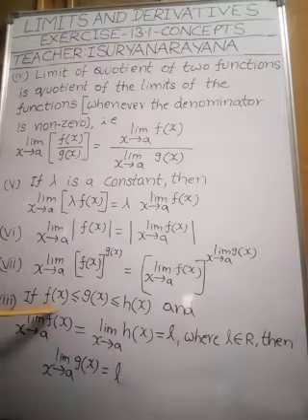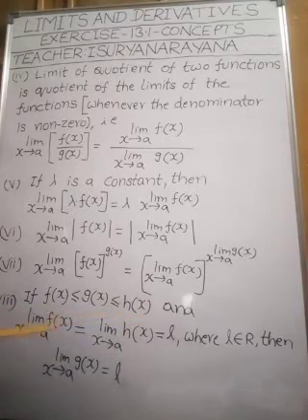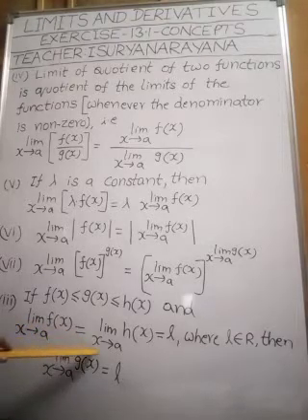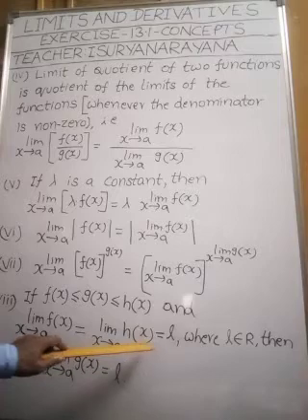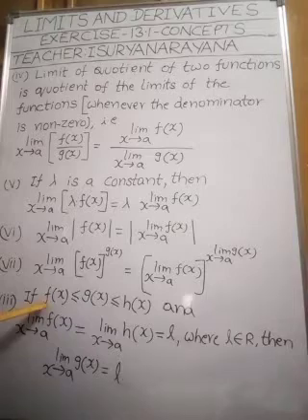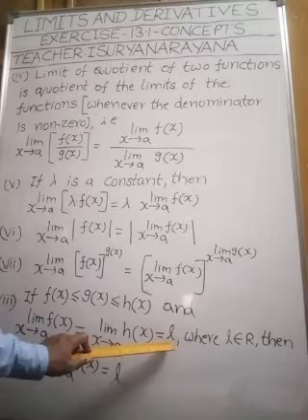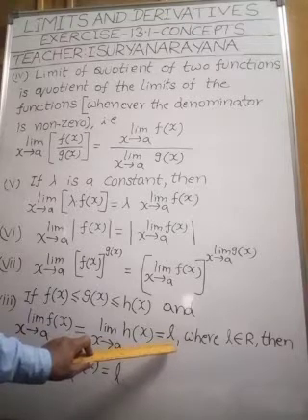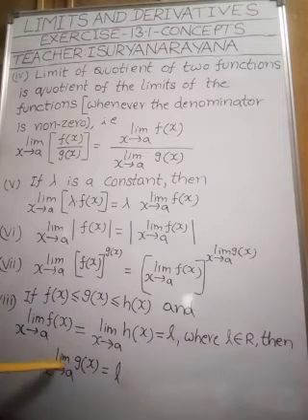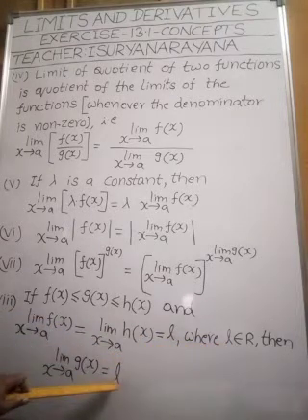If f(x) ≤ g(x) ≤ h(x), and the limit as x tends to a of f(x) is equal to the limit as x tends to a of h(x) is equal to L, that is, the limits of these two end functions are equal to some finite real number L belonging to R, then the limit as x tends to a of g(x) is equal to L, the same finite real number.